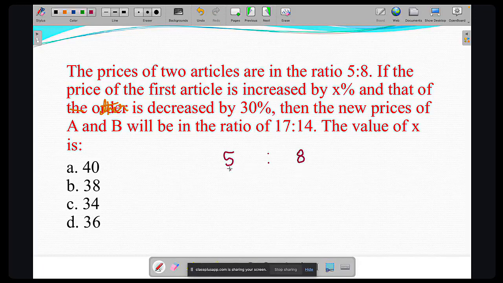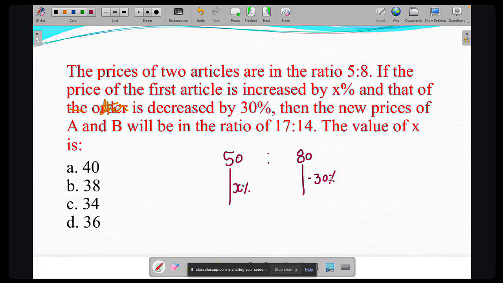First one increased by X percentage, that I don't know. Second one decreased by 30%. So 30% of 8 is very difficult to calculate. So I am writing this like this. Is it clear? Can I write like that also? I can write. Is it clear?